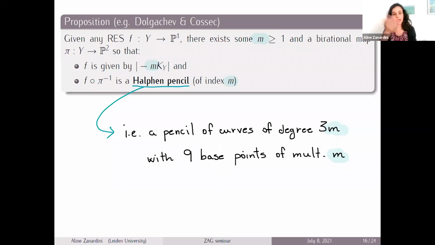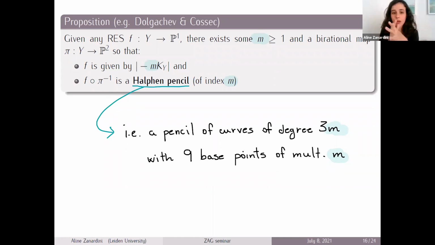So, in fact, if I start with such an objective, a pencil like this, and I blow up the 9 base points, then what I get is a rational elliptic surface. So that's why I said this one-to-one correspondence generalized. There's a one-to-one correspondence between Halphen pencils of index m and rational elliptic surfaces of index m. So that's the m appearing here in the proposition.